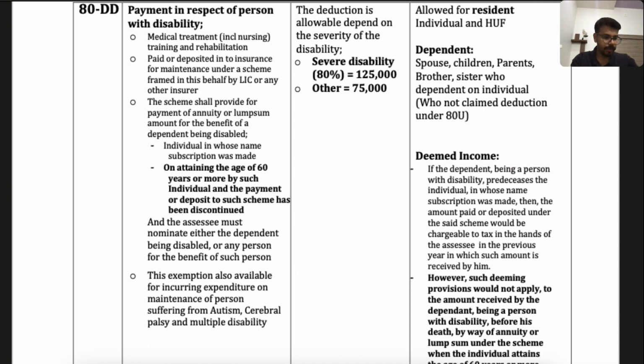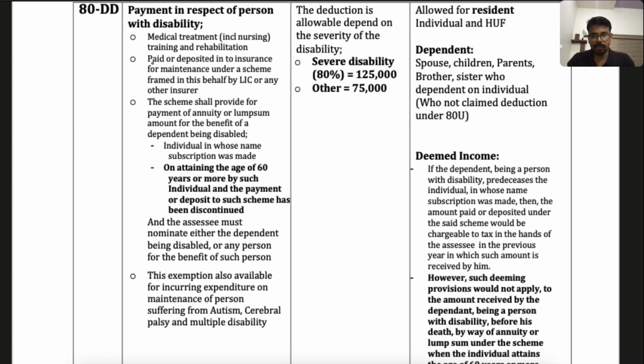Okay, another amendment is in section 80DD, which talks about a person who is maintaining another person with a disability. For example, Mr. A is maintaining Mr. B, and Mr. B is suffering from some disability, right? So here we have a small amendment. See, maintaining a person would include his medical treatment or some other treatment like that. Also, it includes taking an insurance on that person with disability. So Mr. A has taken an insurance for the benefit of Mr. B.